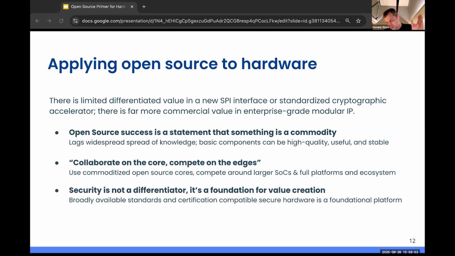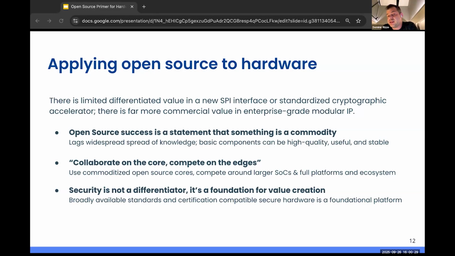Another place where this is somewhat uniquely valuable for hardware, and kind of ironically so, because this statement of collaborate on the core, compete on the edges is pretty universal in terms of open source business models. It just happens that in this case, we mean literal hardware cores. There's a lot of non-differentiating IP, SPI device, I2C, peripherals, lots of stuff, right? Some common cryptographic accelerators.